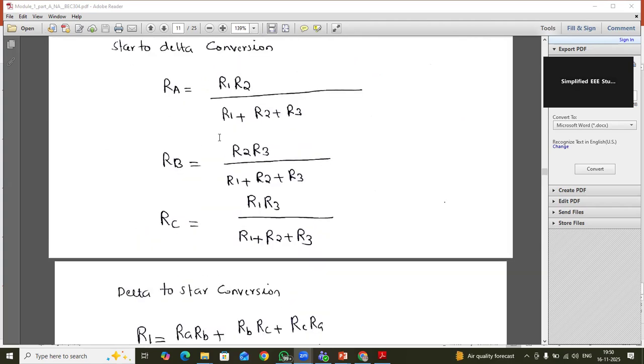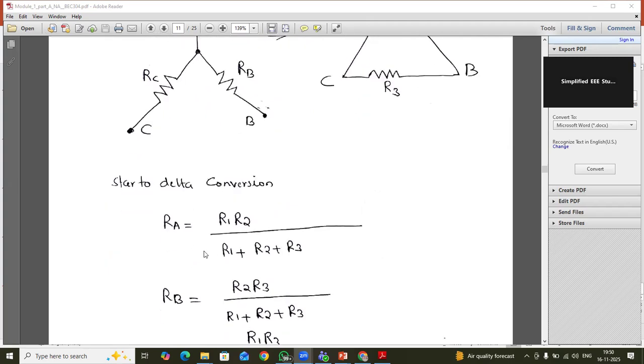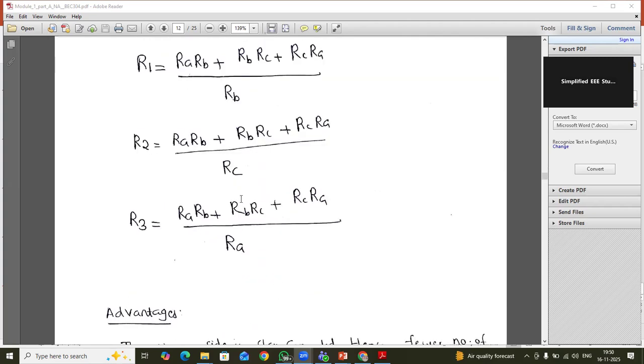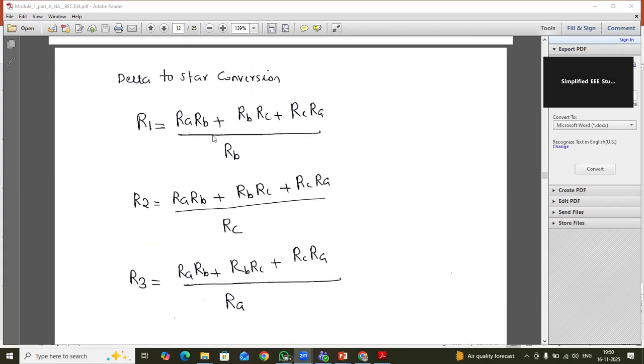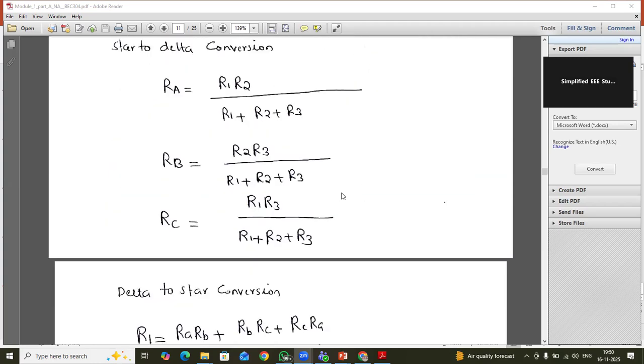So this is my star connection. I want to convert into delta. So RA I can compute as R1 R2 by R1 plus R2 plus R3. Similarly, RB, RC I can calculate. Use this formula. Similarly, R1. Delta to star. First formula is star to delta, then delta to star you can remember.